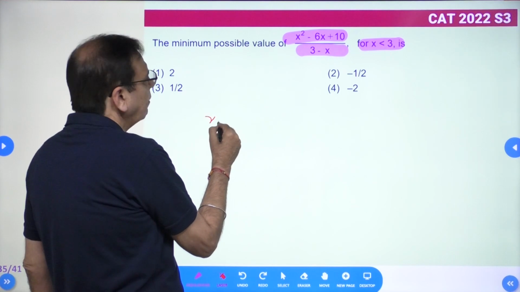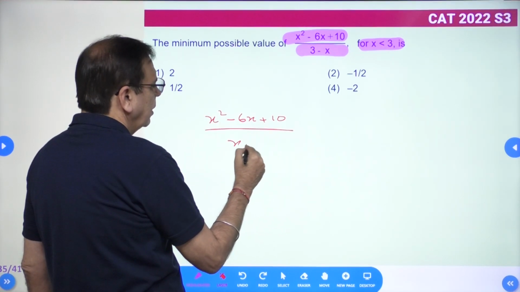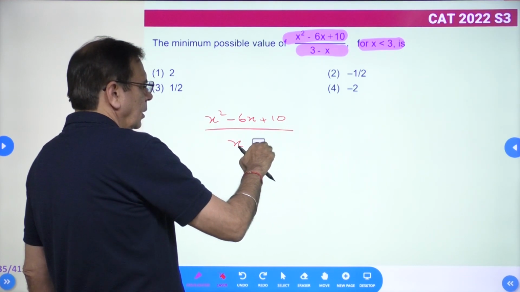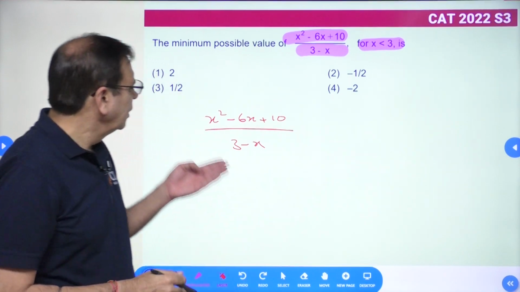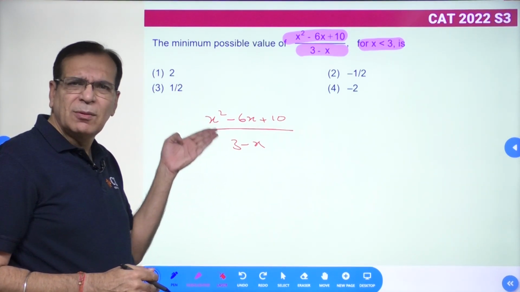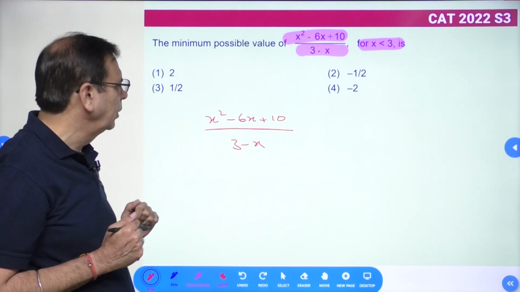In the numerator we have x square minus 6x plus 10, and denominator we have 3 minus x. Okay. What do I want? न्यूमरेटर में कहीं पे मुझे if I can get x minus 3 or 3 minus x, I can to that extent reduce my calculation. That is what I would be looking for doing.